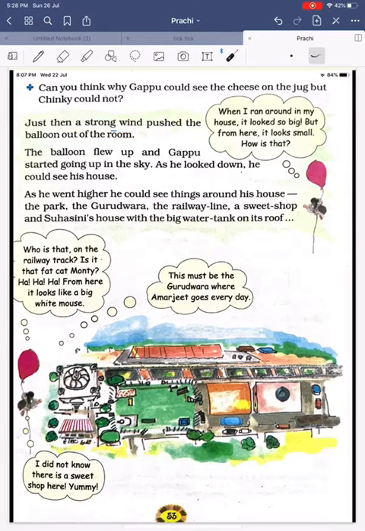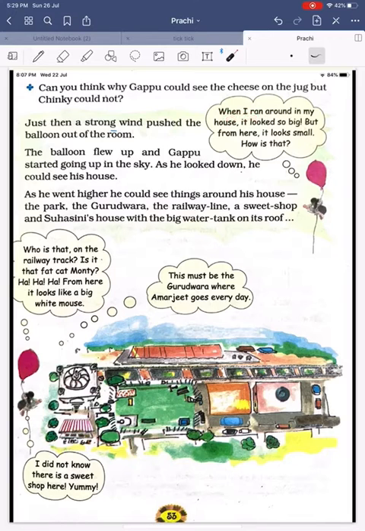Now, because Gappu is holding the balloon, they are out in the sky and the balloon is rising up and up. The balloon flew up and Gappu started going up in the sky. As he looked down, he could see his house. Okay, so he is looking from the top and seeing so many things here.